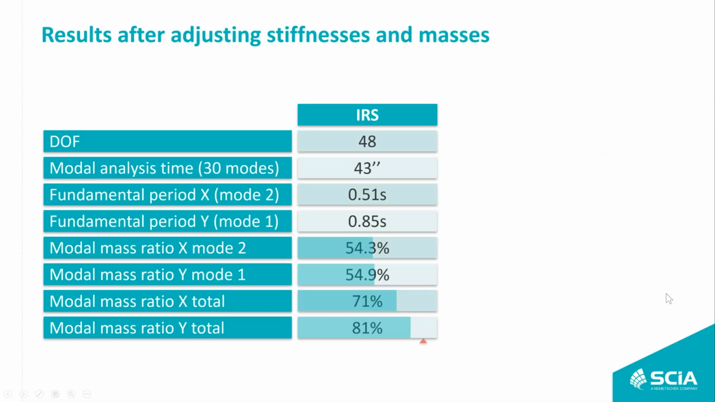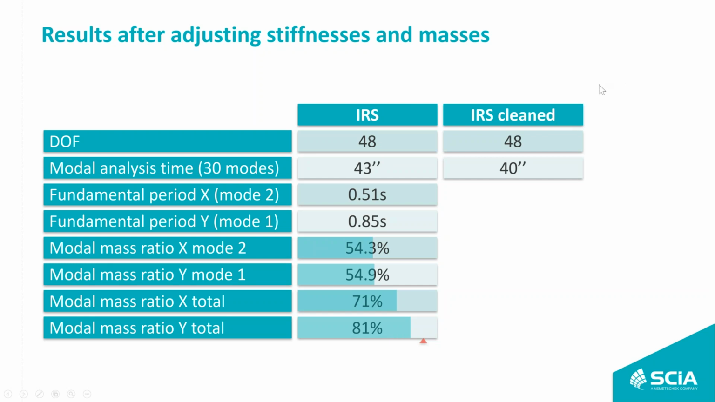So if we compare the results again now, that first column contains the results I showed before, after the second modal analysis run with the IRS system. And now what do we get? Well, the number of degrees of freedom and computation time show essentially no change, which is normal. Fundamental periods are higher, which is normal because we have a slightly more flexible system thanks to the property modifiers that made our shear walls more flexible. So slightly higher values of fundamental periods for both X and Y directions.